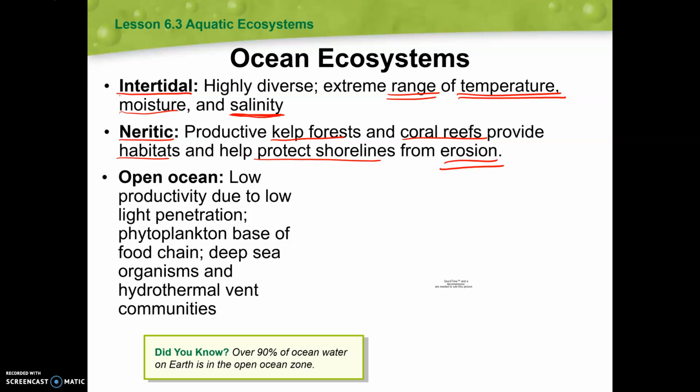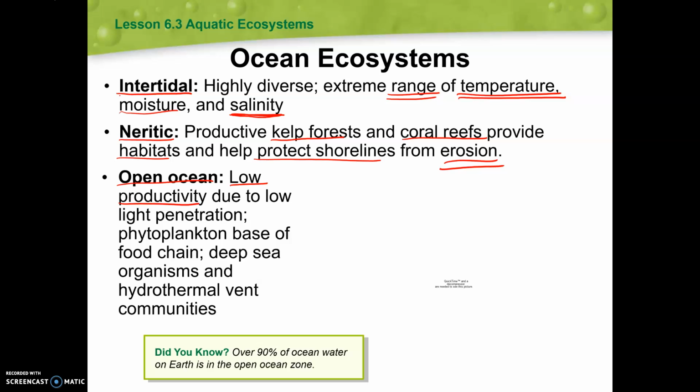Our last ecosystem or zone here is the open ocean. Here we're going to see very low productivity. So our light penetration here is not going to be as high as our intertidal or our neritic zones. So we're not going to be able to produce that food. So that plankton is a really big part of the food chain that we see in our open ocean. So that's going to be our biggest source of photosynthesis here in open ocean that we'll see.